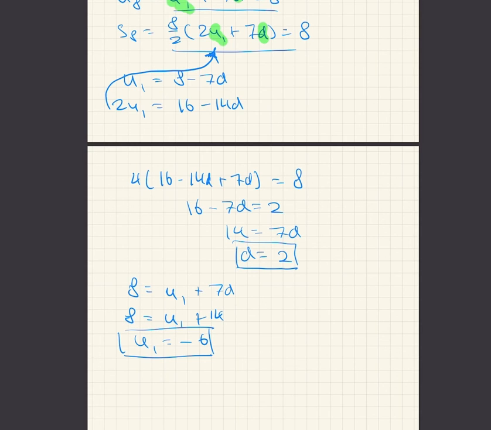Just for a sanity check, let's do it. So S of 8 is 4, because 8 over 2 of minus 6 plus the nth term, which we know is 8. So that's going to be 4 times 2, which is equal to 8. So yeah, we're good. This is just a double check, this last part here, just to feel confident about yourself.